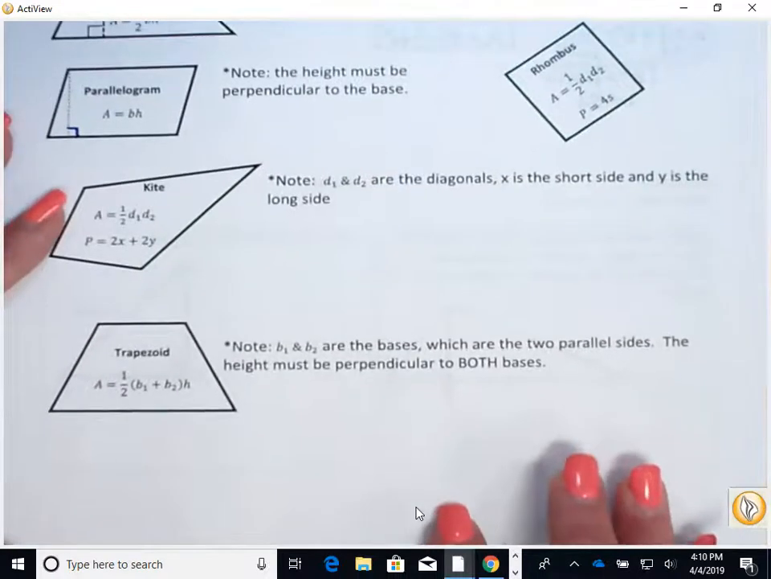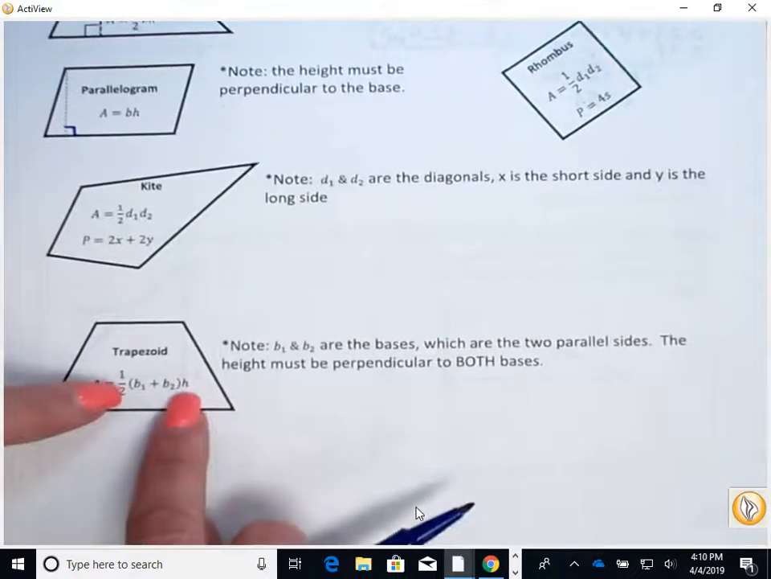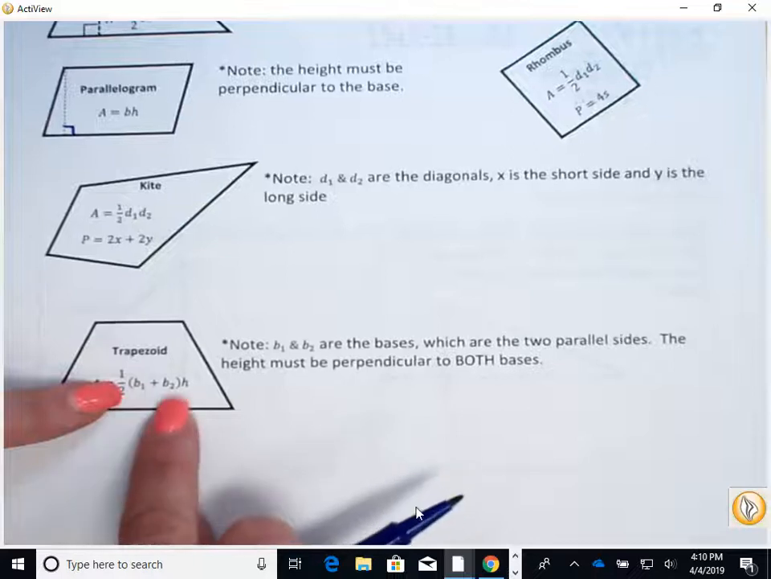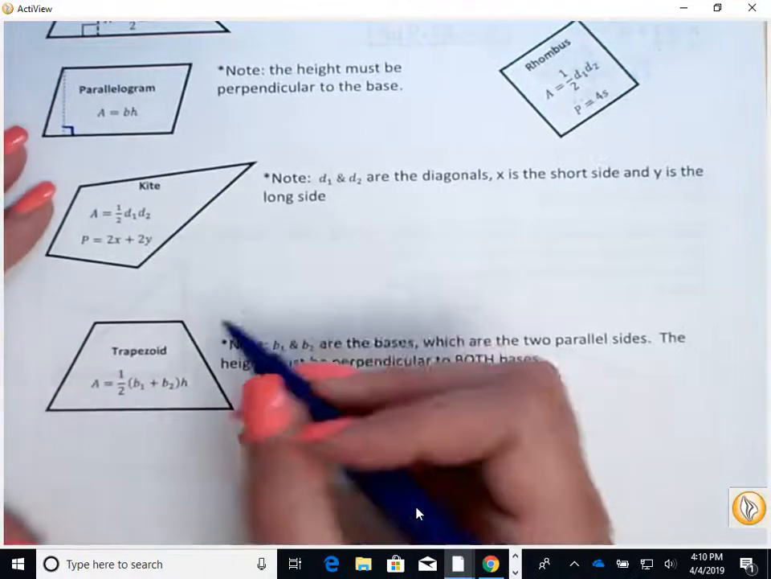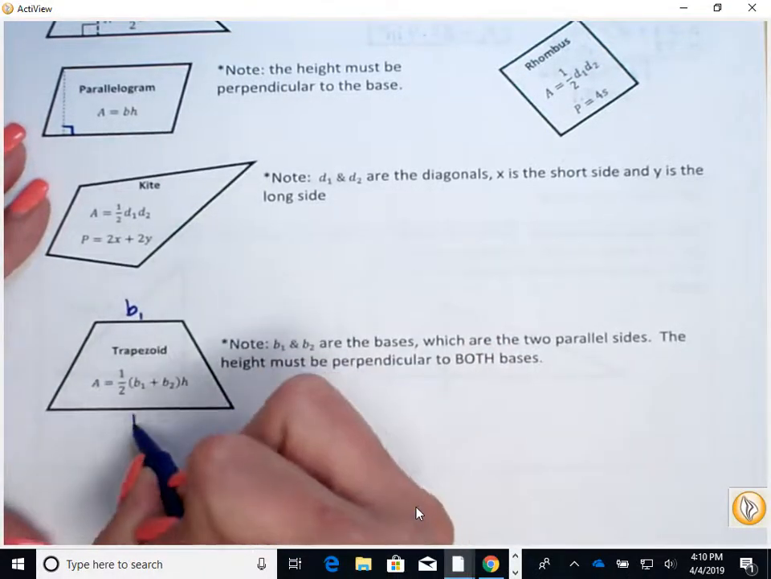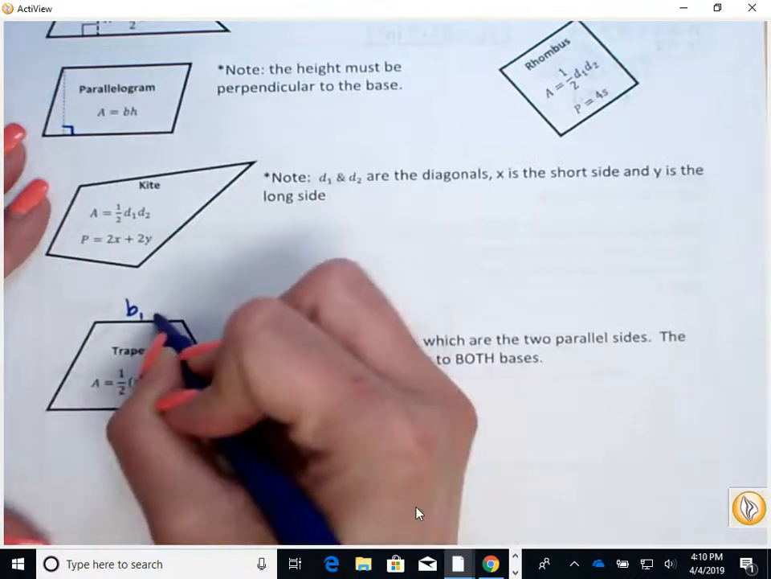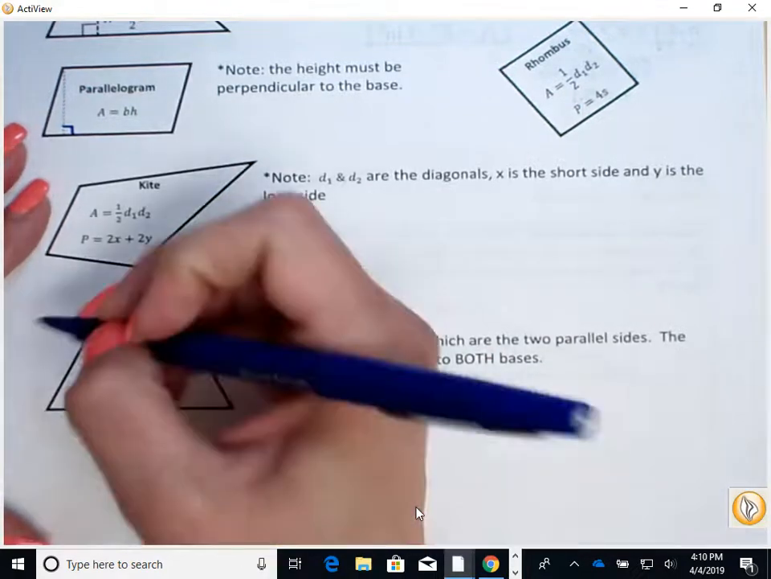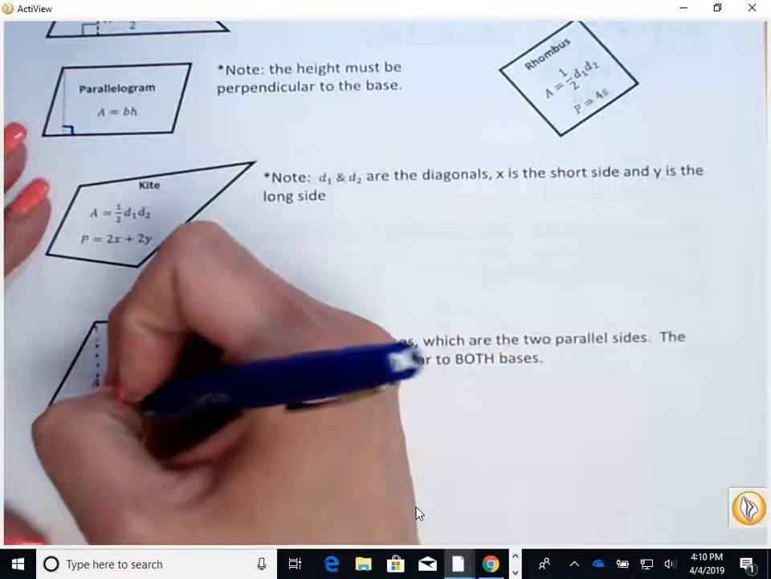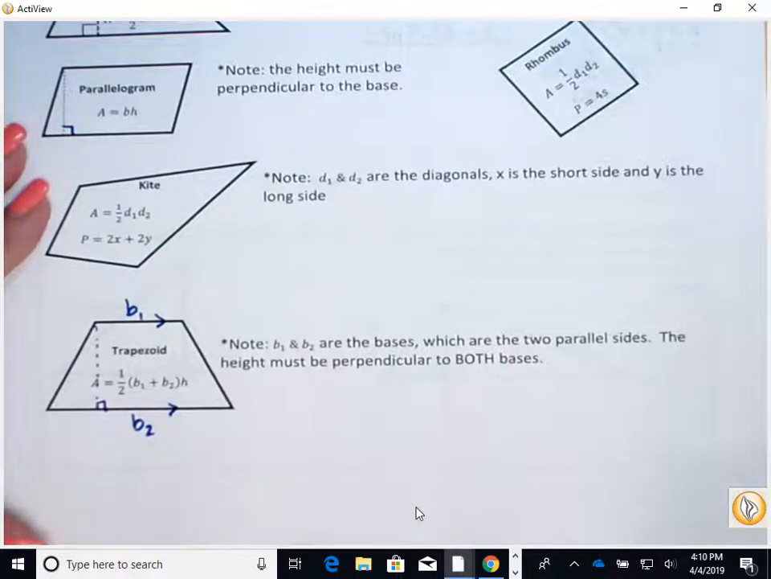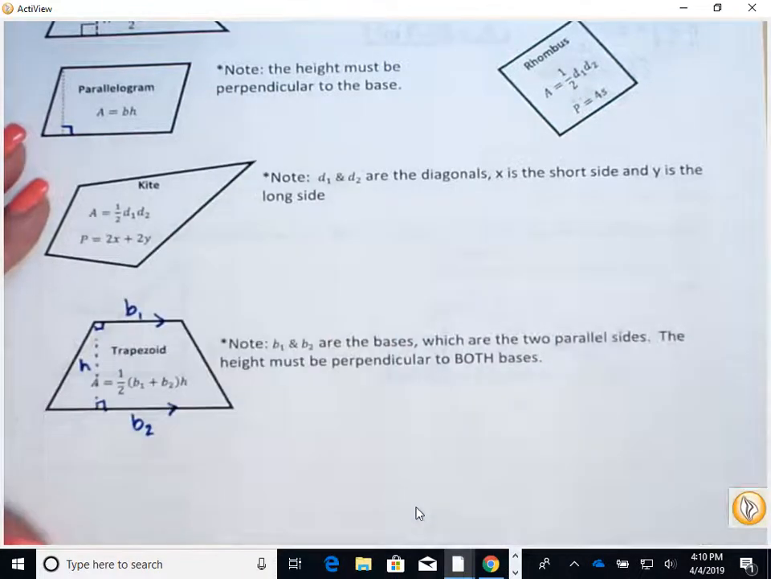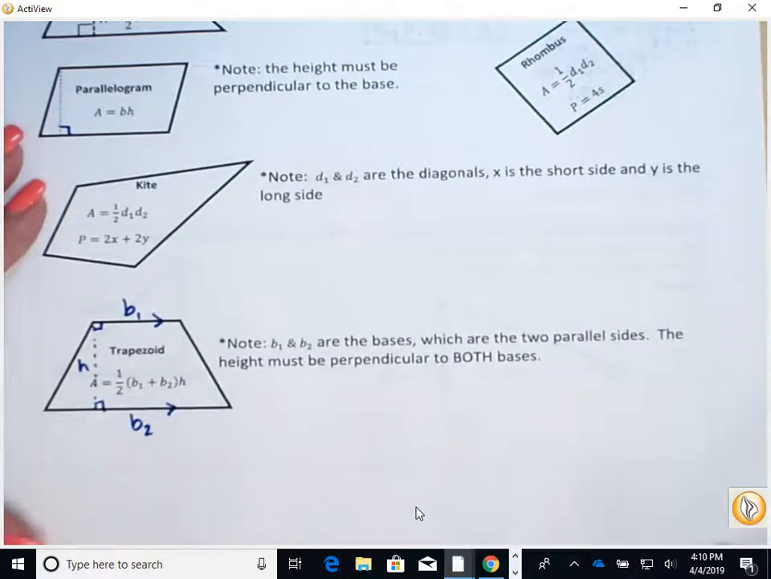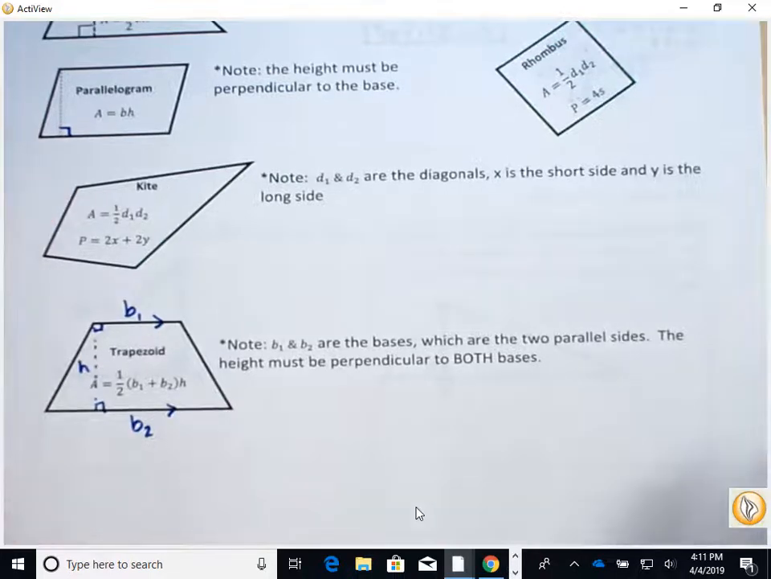And then trapezoid is 1/2 times the number that you get when you add the two bases together. Remember, your bases are always the two sides that are parallel to each other. Okay, and then your height meets at a 90-degree angle to your bases. So you might want to add that to your reference sheet there. All right, so there's all your formulas that you're going to be using.